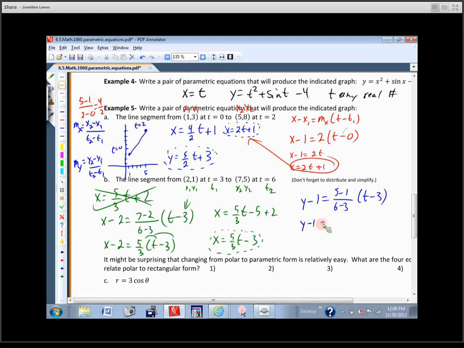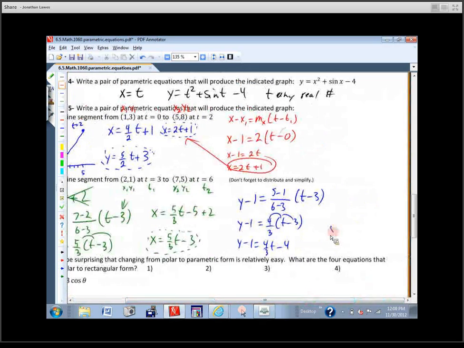So we've got y minus 1. This would be 4 over 3 times t minus 3. Distribute through. 4/3 t minus 4, and then I'd move that over to the other side, so that would be a plus 1, so I get y equals 4/3 t. That'd be a minus 3, right? Interesting that they both end up being a minus 3. And let's see. That works.